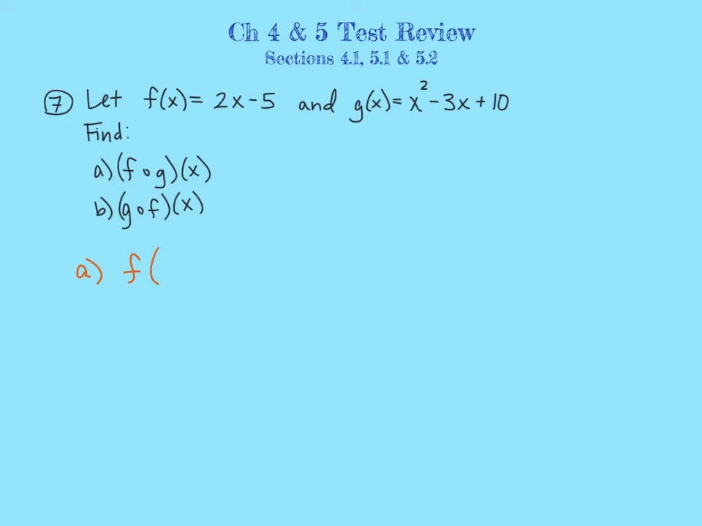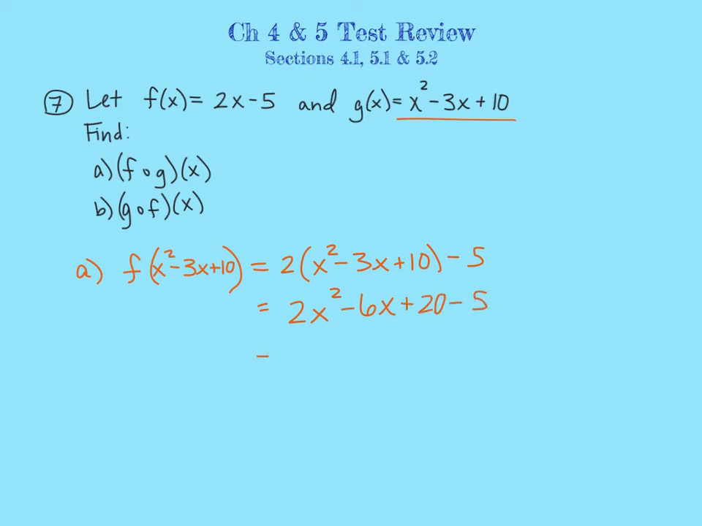And so we're finding f of our g of x function, x squared minus 3x plus 10. So we're finding f of this function. That means we want to plug this g of x function into the f of x function. So 2 times this guy here, which means we'll have to distribute the 2, and then at the very end we still have that minus 5. So distributing our 2 gives us 2x squared minus 6x plus 20, and then we have a minus 5 at the end still. So combining like terms, we'll have 2x squared minus 6x plus 15.